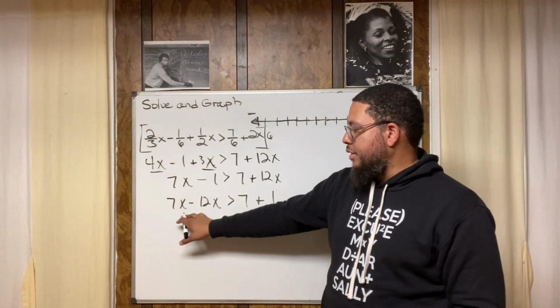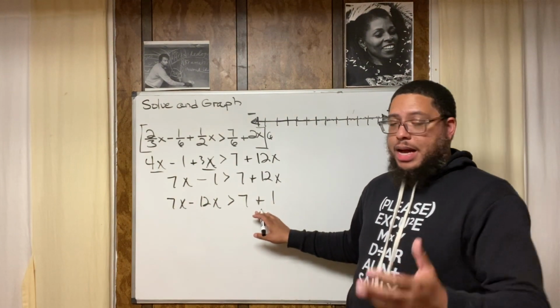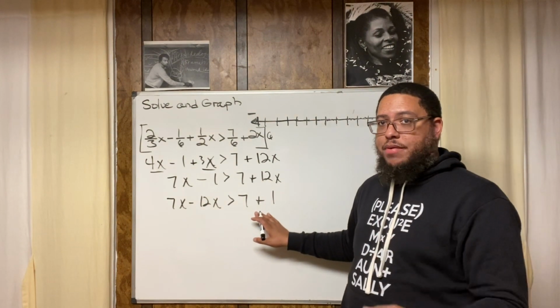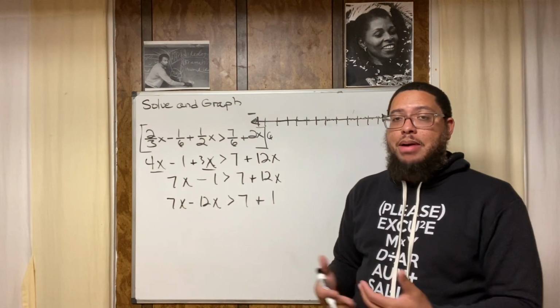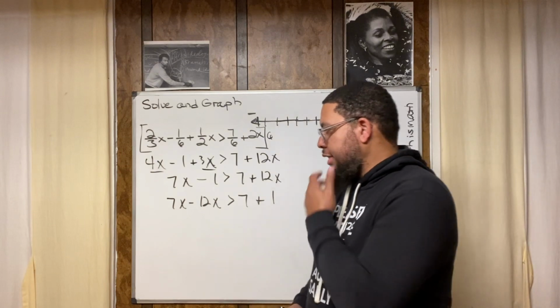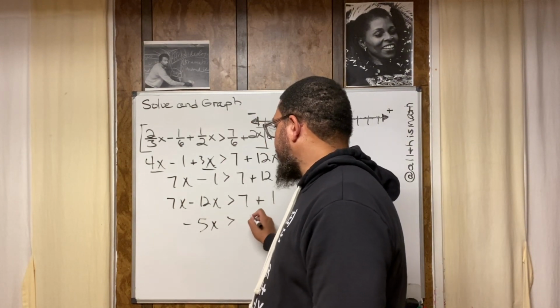So we combine the x terms, and these are constants. 7 and 1 are constants. Constants are numbers that are not attached to variables. This is plain 7, this is plain 1. So now I can combine like terms. So watch this. Now I'm going to have -5x is greater than 8.